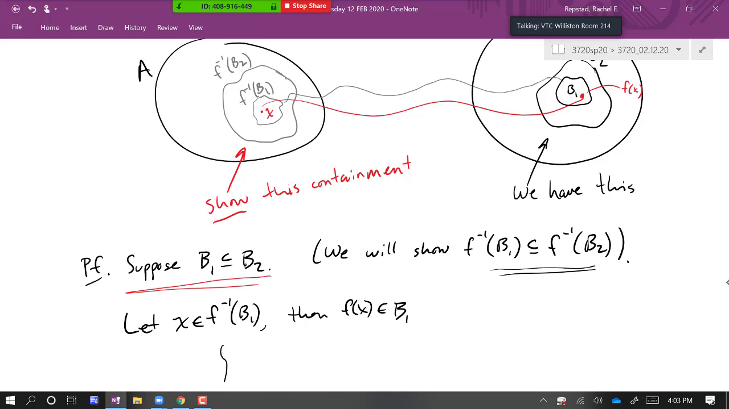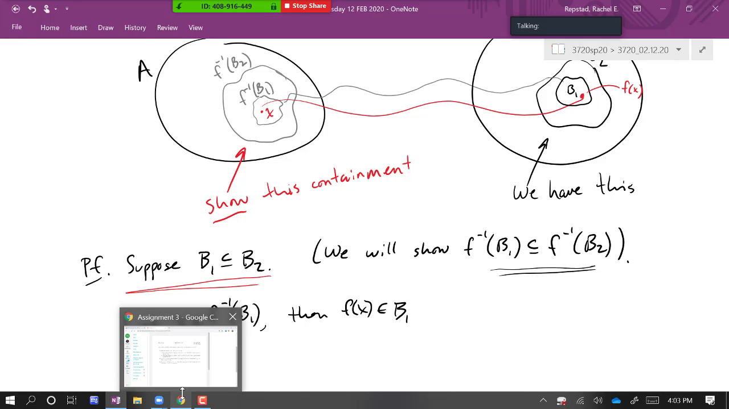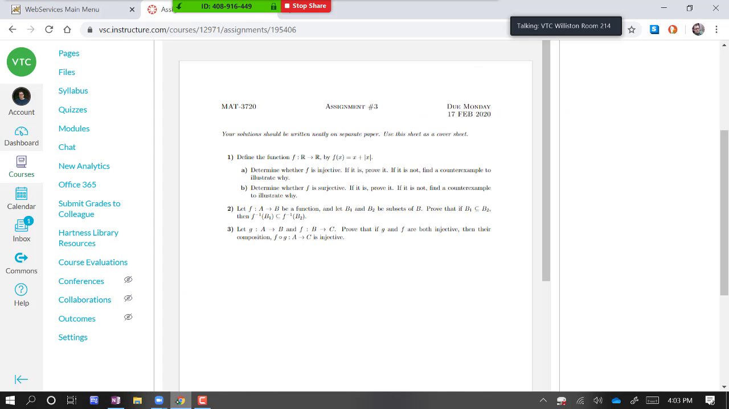Other questions? Number 3 on the assignment. Yeah, so we have g mapping from A to B and f mapping from B to C. So that means f of g as a composition is defined. It maps from A to C. And we want to prove that if f and g are both injective, then their composition is injective.